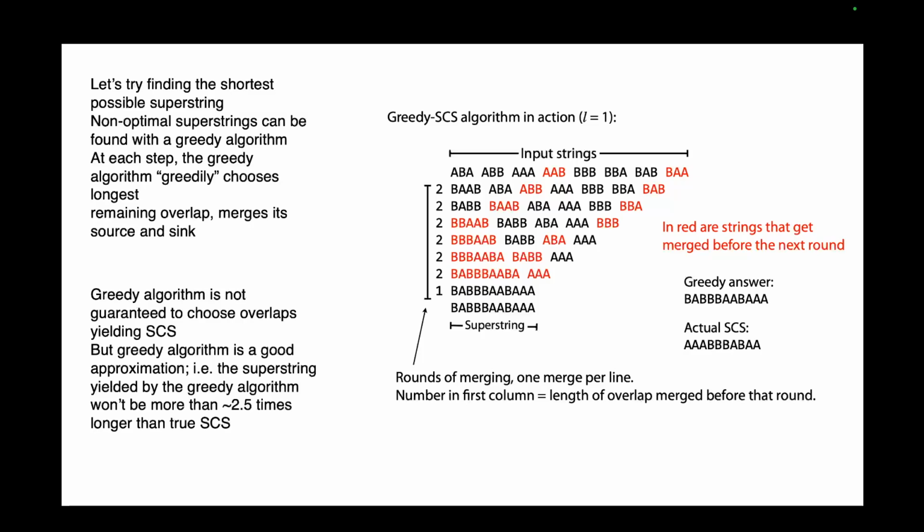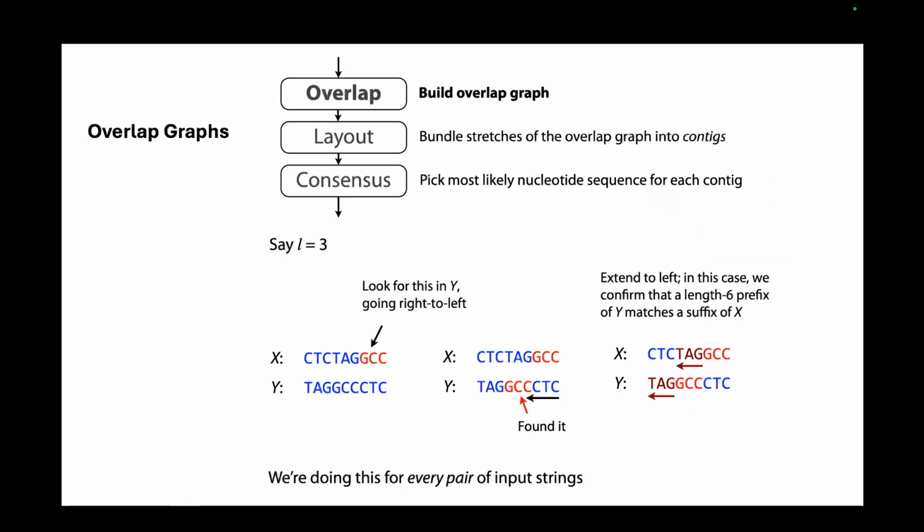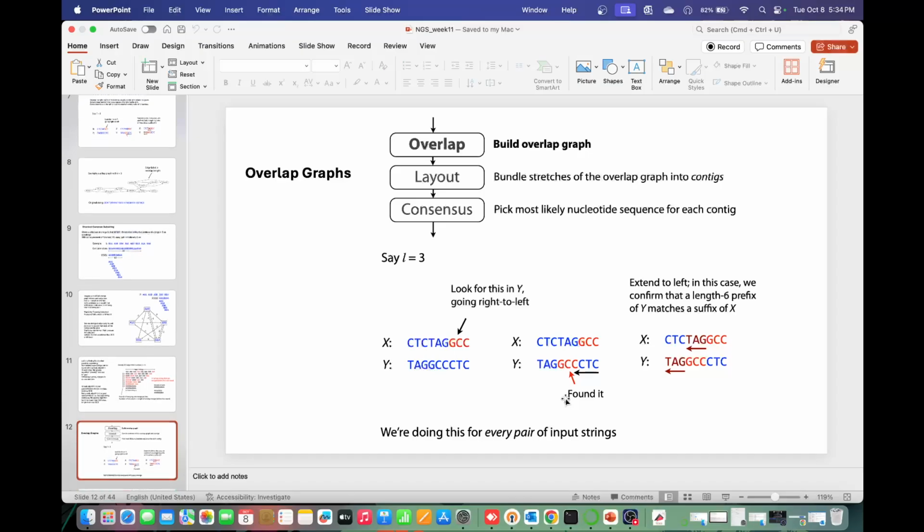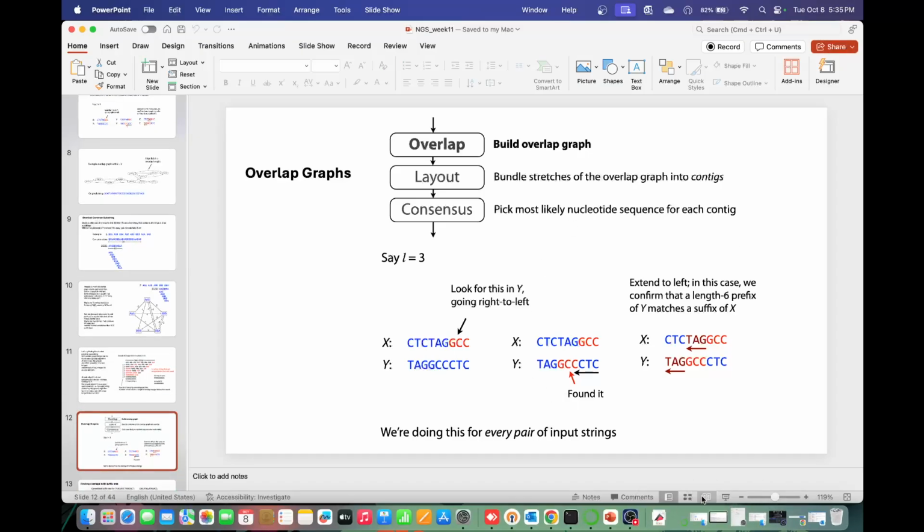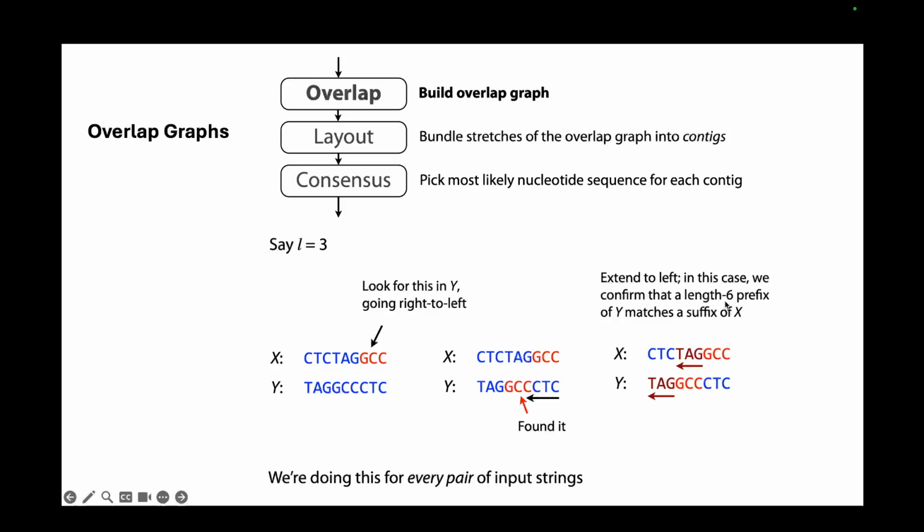So, let's move on. Now we were building overlap graphs. Basically, you build the overlap graph, you bundle stretches of the overlap graph into contigs, and you pick the most likely nucleotide sequence for each contig. Now we'll do this in great detail, but this is the idea.